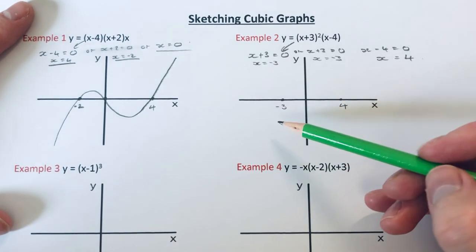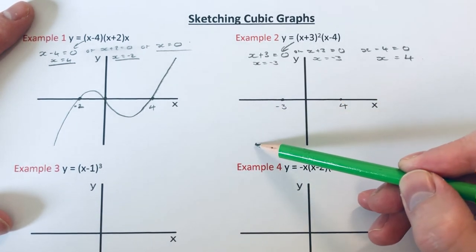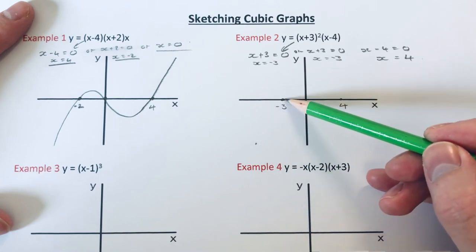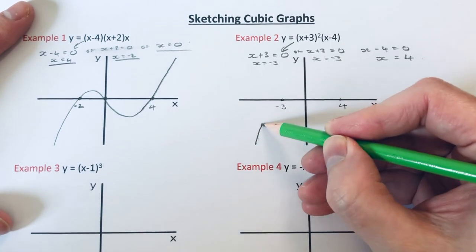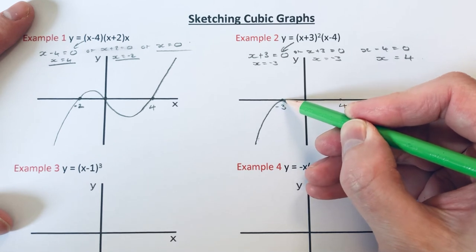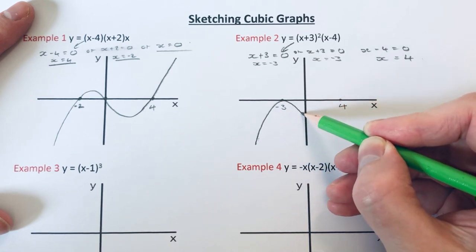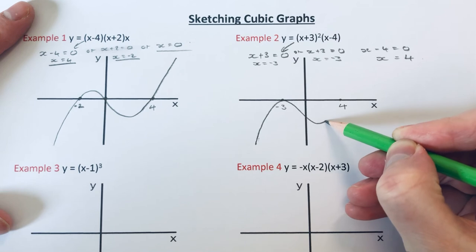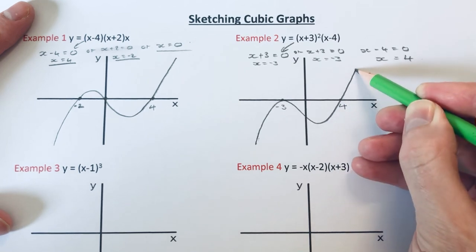So what's happening this time is it's starting in the bottom left hand corner, and on that repeated root it's just going to touch it and then go back down, and then it's going to go back through the 4.